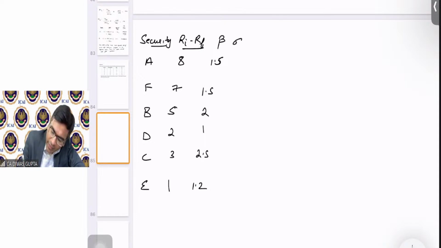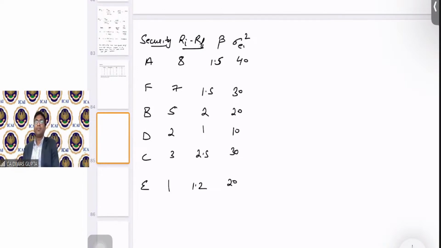Then residual variance that was given in the question, that also we will rearrange and put. That is how much? 40, 30, 20, 10, then again 30 and 20 for E. Okay, students, I hope this is also clear. Now the next step is, students, we have to calculate Ri minus Rf into beta divided by the residual variance. This is again a very evolved kind of a step. Hence, we will have to follow this.